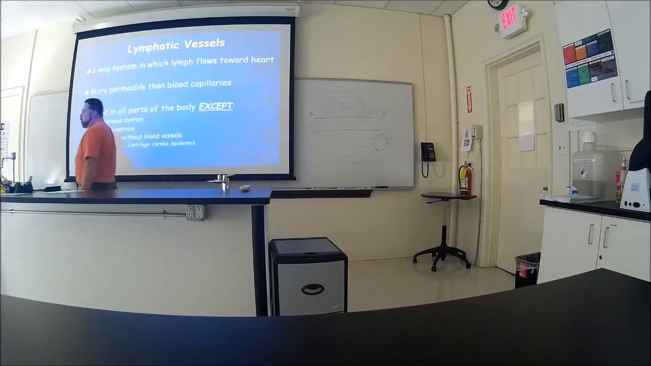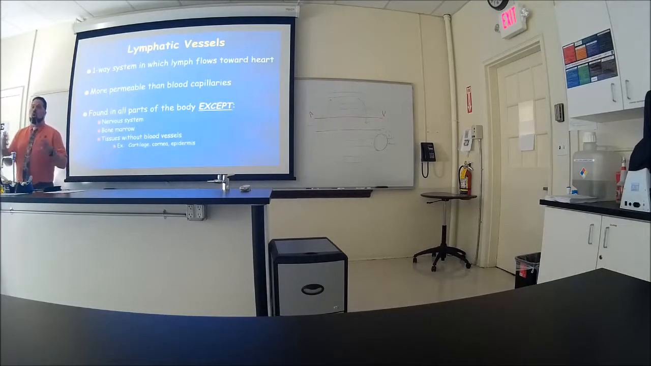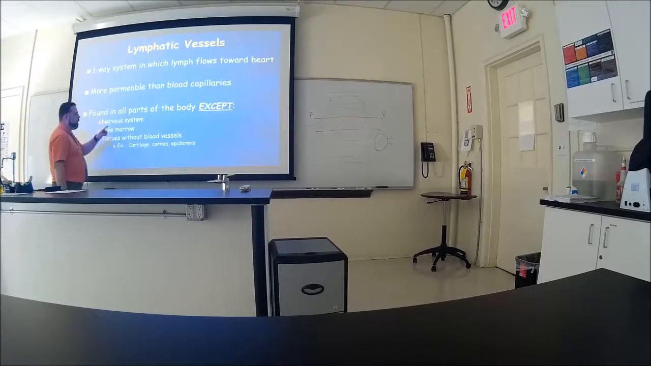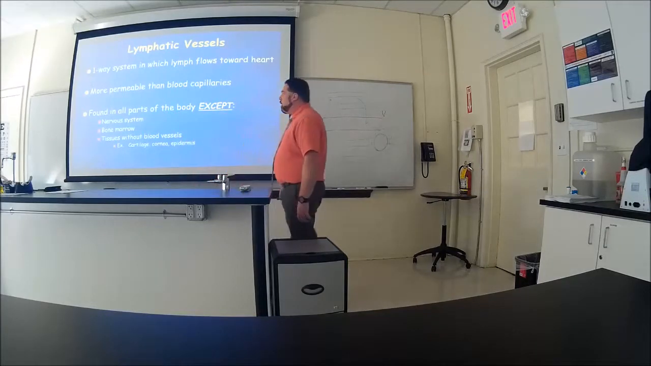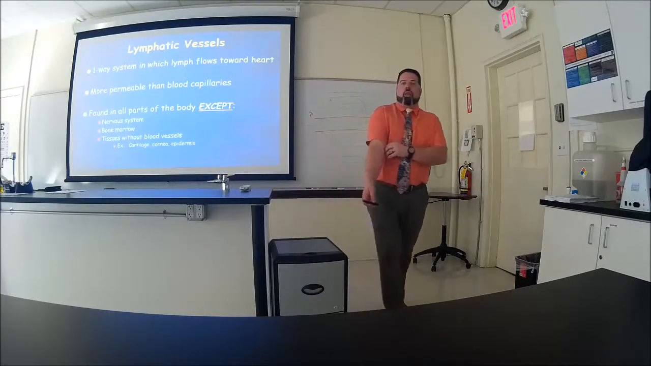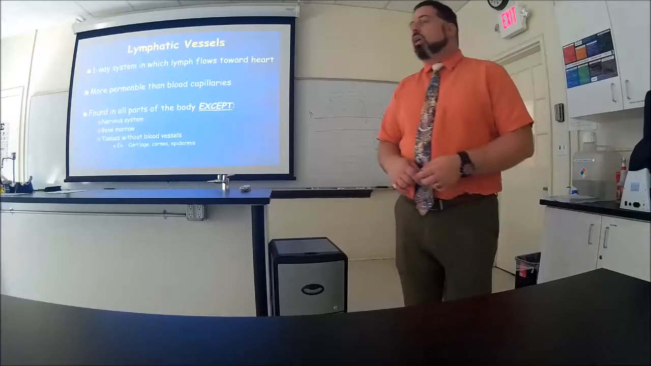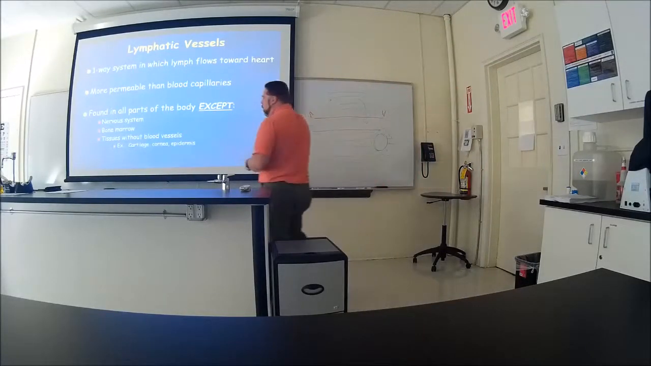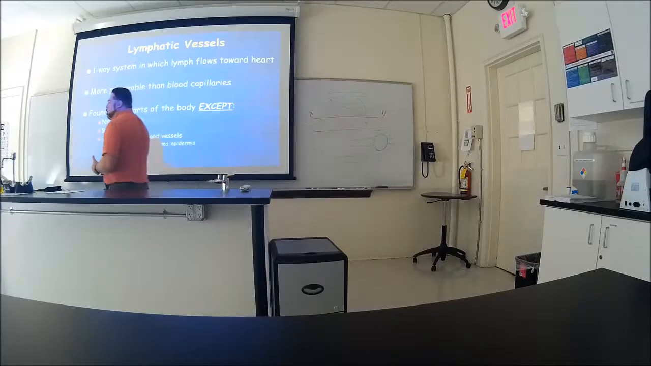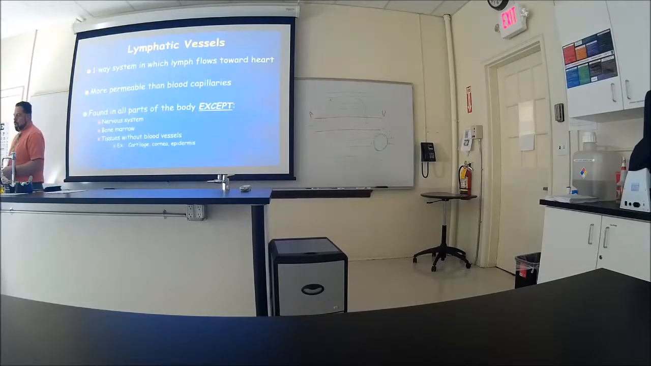So lymphatic vessels are all over our body, except we're not going to have any in the nervous system. There are none in the bone marrow. And tissues that just don't have blood vessels, you're not going to have lymphatic vessels there either. Things like cartilage, the cornea of your eye, and the epidermis. So that's what's going on with this.